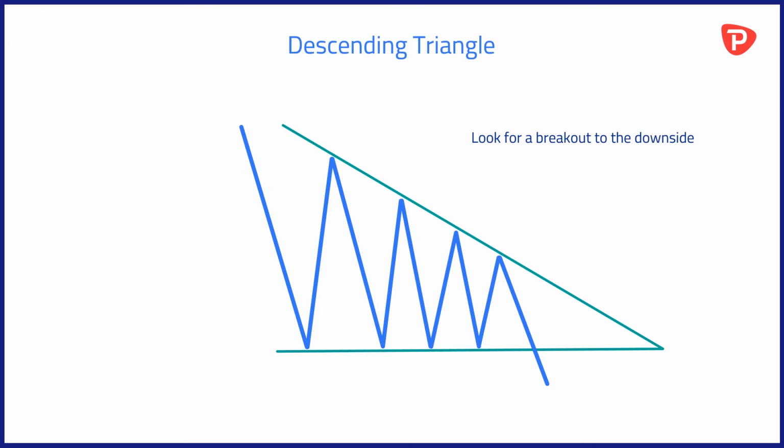Descending triangles can also form during a downtrend, and can be found at areas with minimal support, where overhead pressure is forcing price down as it makes lower peaks. Let's now take a look at a descending triangle trading strategy.